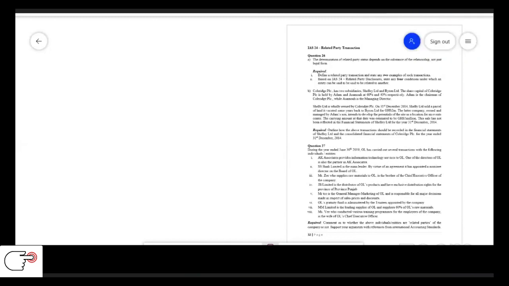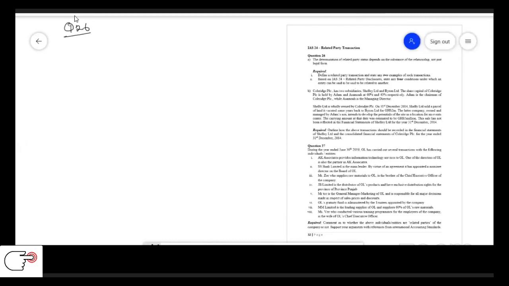Question 26. A. The determination of related party status depends on the substance of the relationship, not just the legal form. Required. One, define a related party transaction and state any two examples of such transactions. Madam, answer that question.